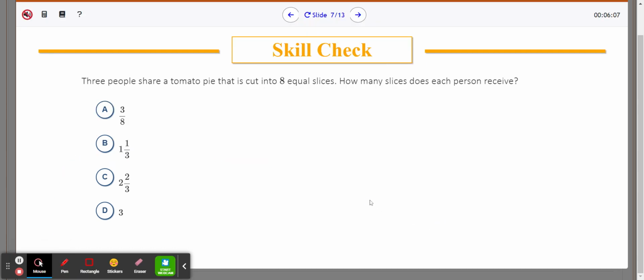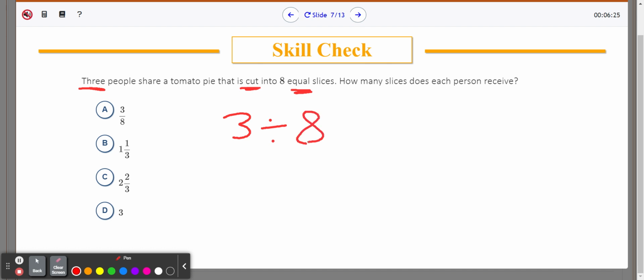One last example, if we look here, three people share a tomato pie that is cut into 8 equal slices. So again, there's that cut and equal is telling us it's a division problem. So I have 3 people that are sharing a tomato pie that is cut into 8 equal slices. So that's 3 divided by 8. Again, another way of writing this is as the fraction 3 over 8.